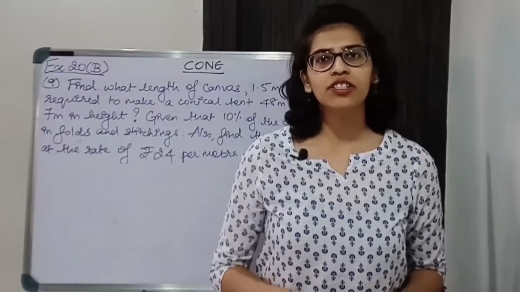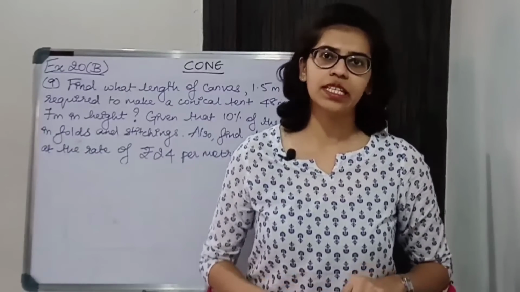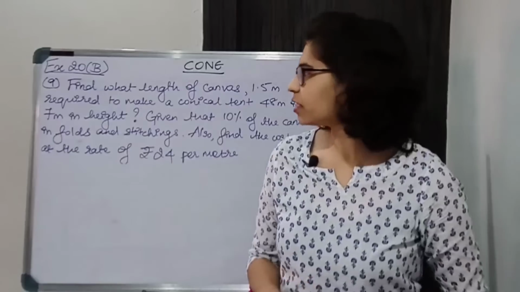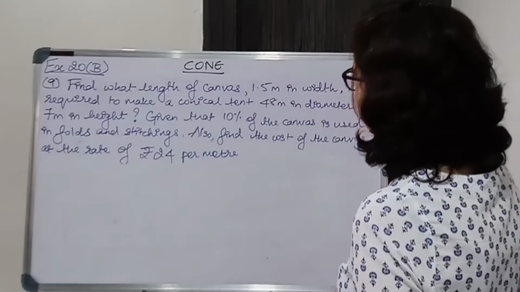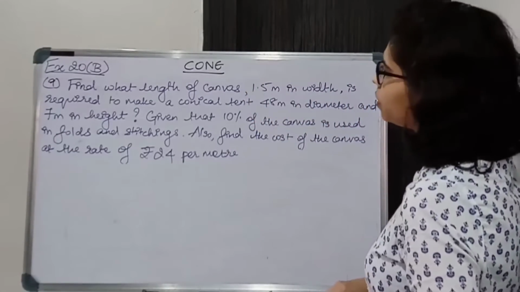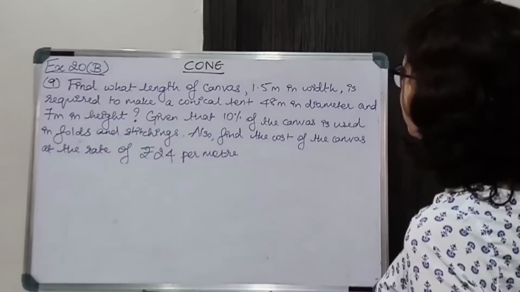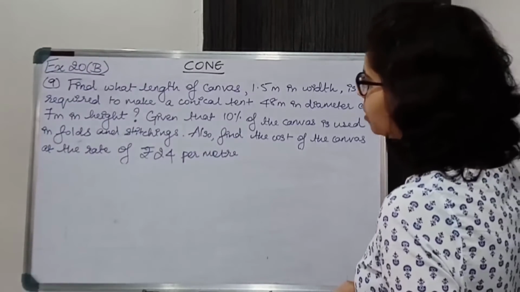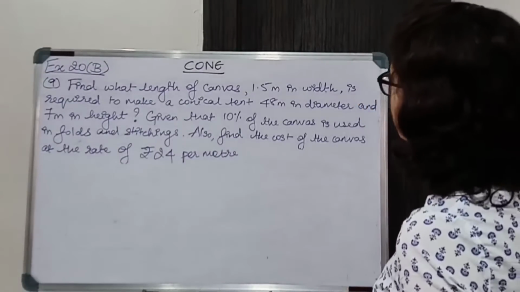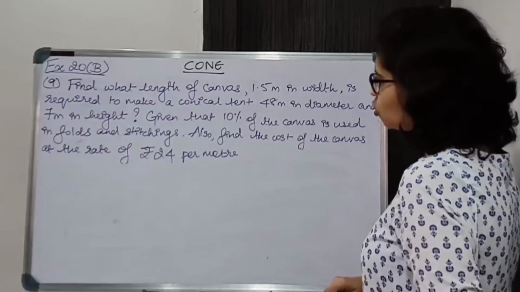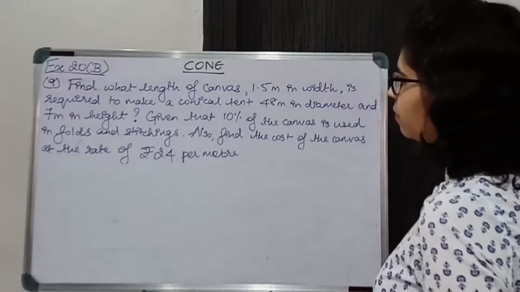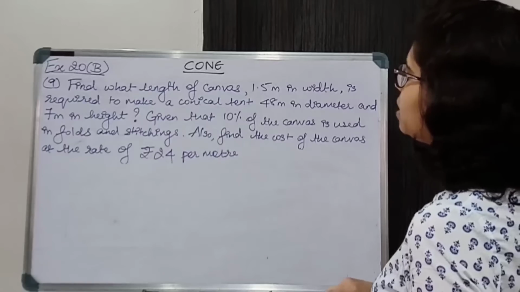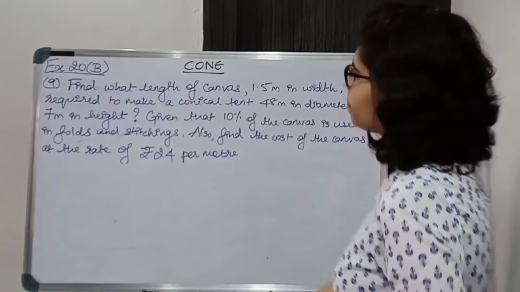In this video, we'll continue with exercise 20b from chapter Cylinder, Cone and Sphere. So starting with question number 9, find what length of canvas 1.5 meter in width is required to make a conical tent 48 meter in diameter and 7 meter in height. Given that 10% of the canvas is used in folds and stitchings, also find the cost of the canvas at the rate of rupees 24 per meter.